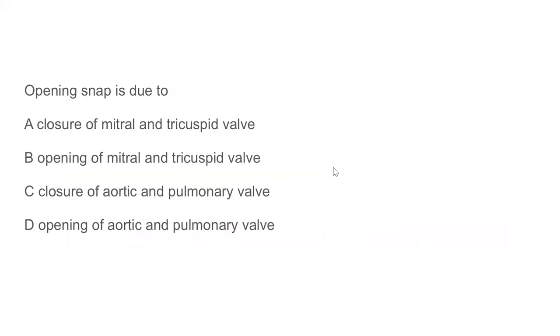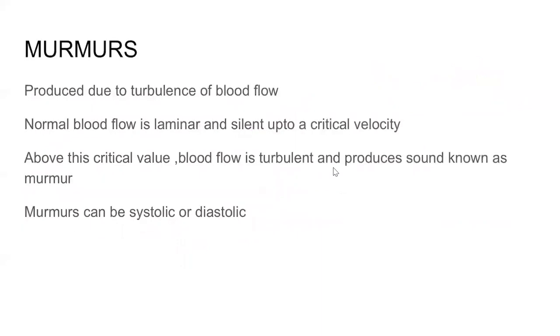Now again, here is this question: opening snap is due to opening of mitral and tricuspid. The question: S1 is due to closure of mitral. Closure of aortic and pulmonary valves produces S2, while opening of aortic and pulmonary valves produces ejection murmurs.